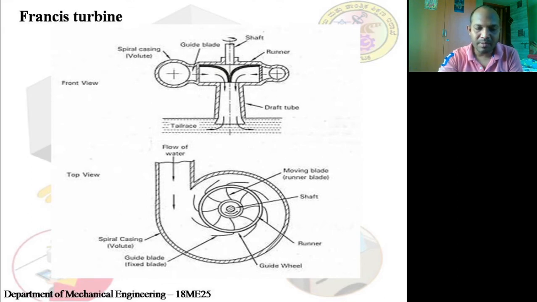Now if you see this top view, the water which is flowing over here. Please be careful and observe the arrow marks here. Where the water is entering, you can see the area is more, as it comes across us with a spiral casing. Now here you can see this.